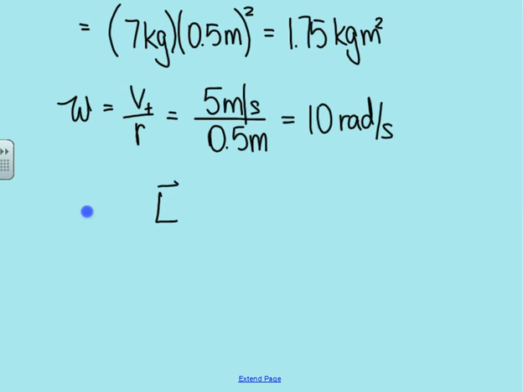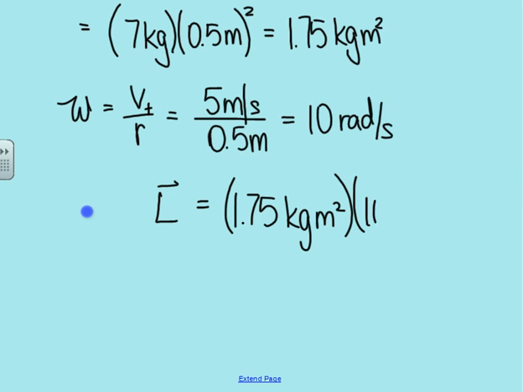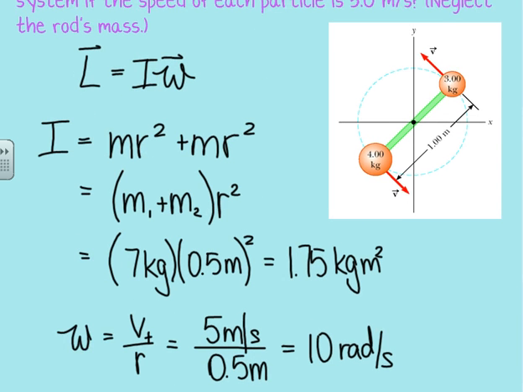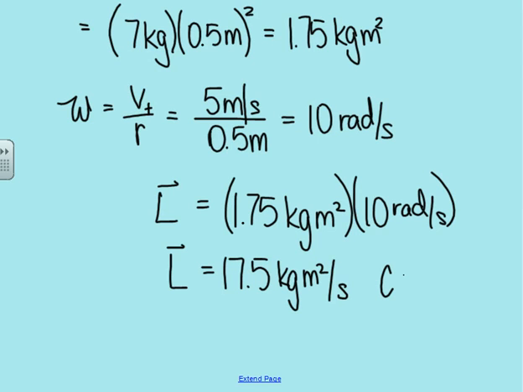So then the angular momentum, which is I times omega, is 1.75 kilogram meters squared times 10 radians per second. That gives me 17.5 kilogram meters squared per second. Now we know angular momentum is a vector, so it has a direction. Looking at my diagram here, it is clear that this system is moving counterclockwise. And so that's the direction I will give.